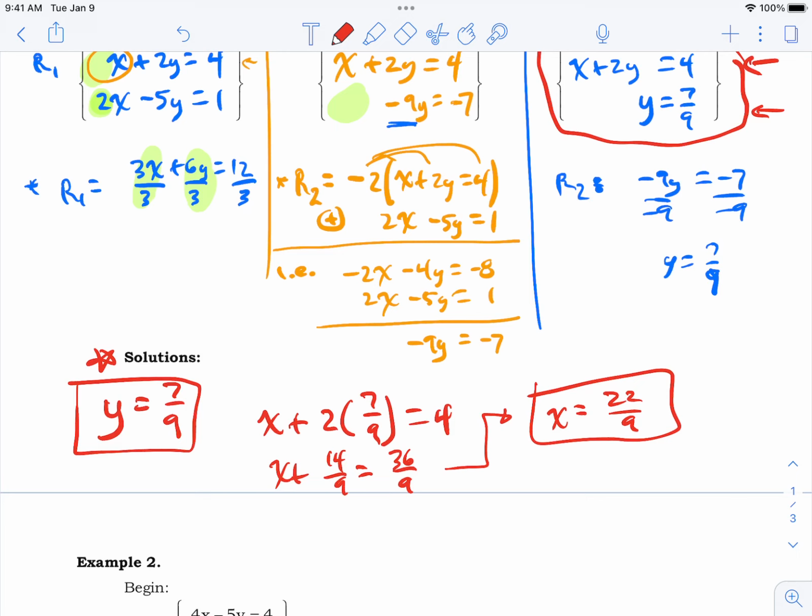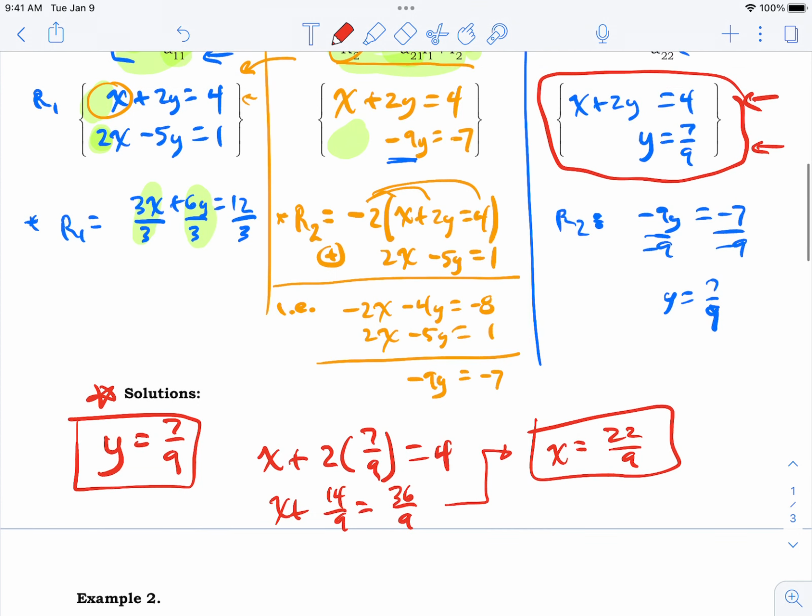X equals 22 ninths. Y equals 7 ninths, and it matches what I got before, so we're in good shape. Okay, so yeah, it's a little bit of a process, right?